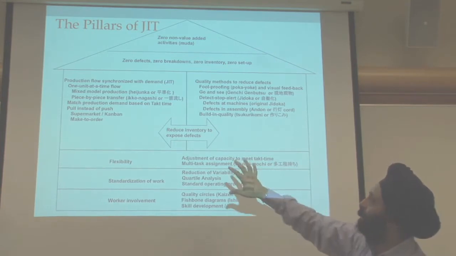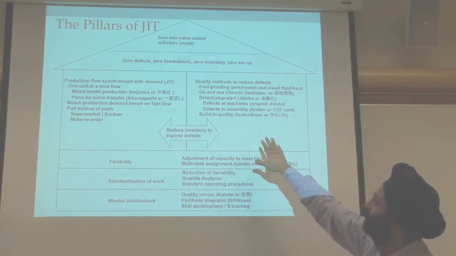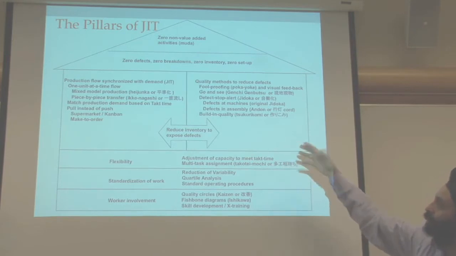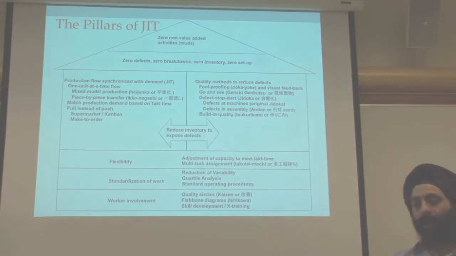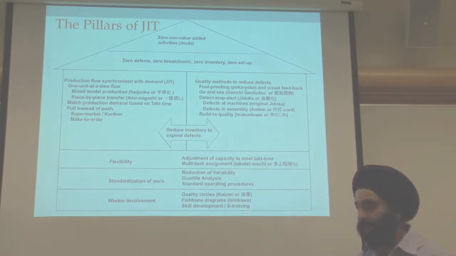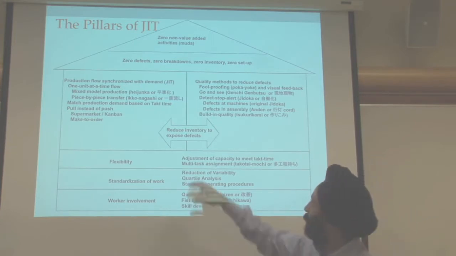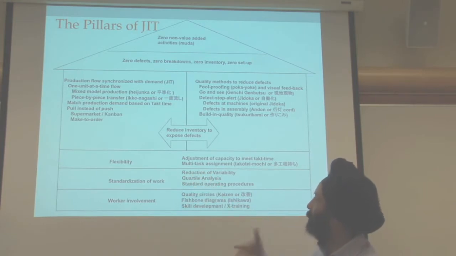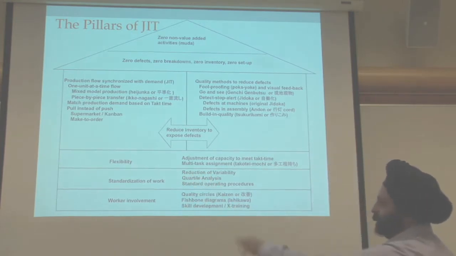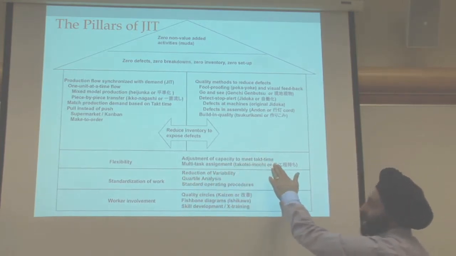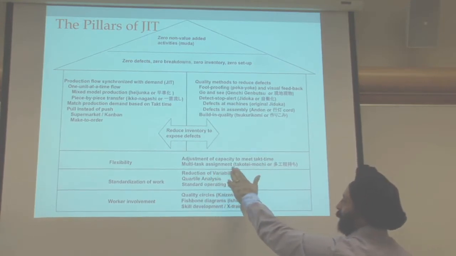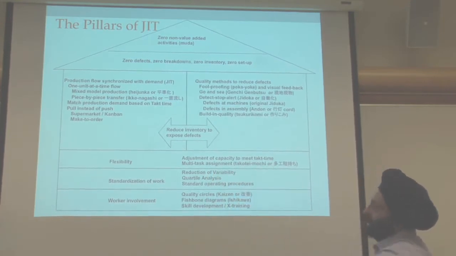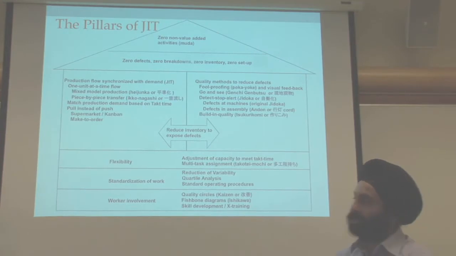is used. Built-in quality, Tsukurikomi, which is actually every product has a certain amount of quality that's inbuilt into it. In this case, flexibility is also incorporated, which is adjustment of capacity to meet takt time. Multitask assignment, Takute Mochi, which is used in terms of production flexibility, flexible production processes.